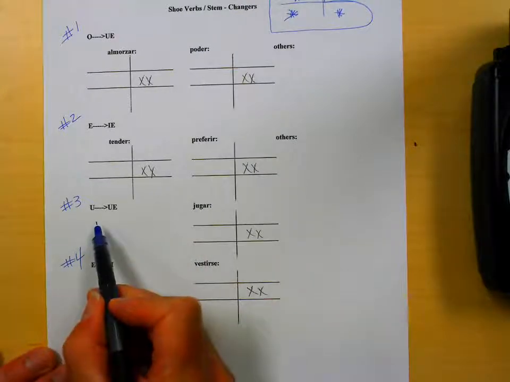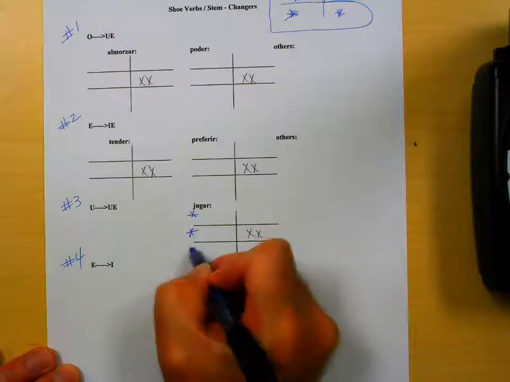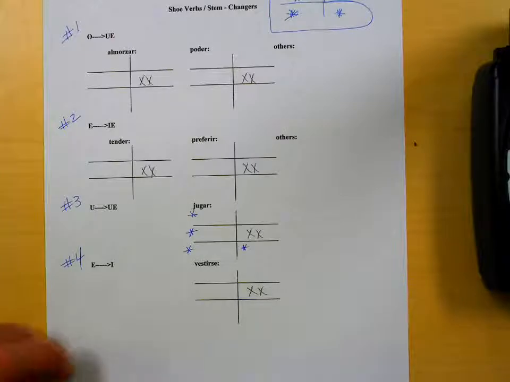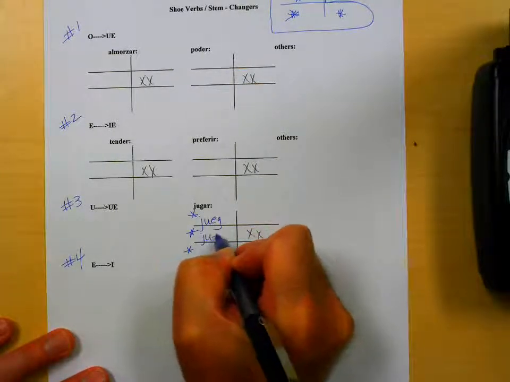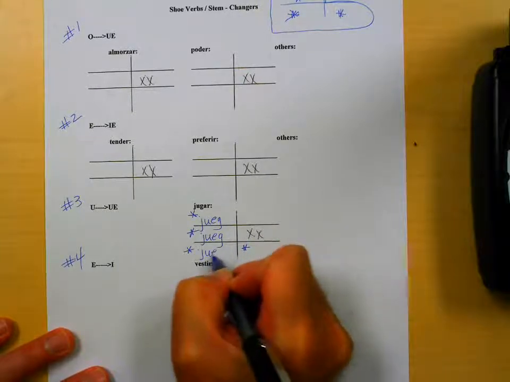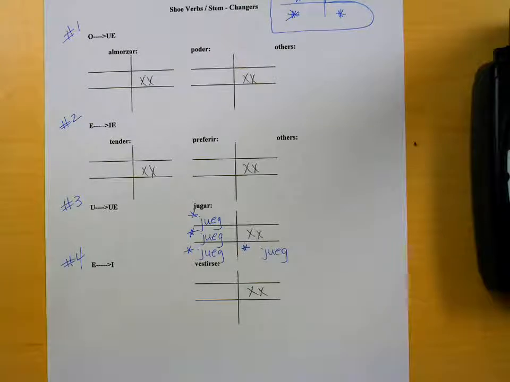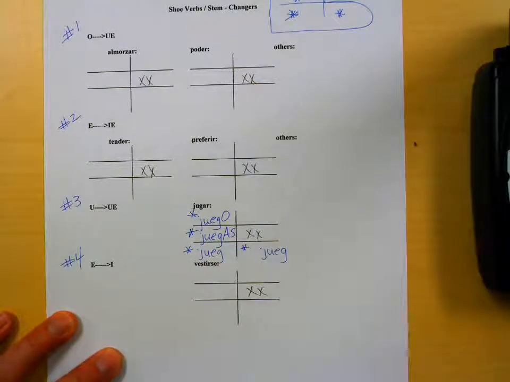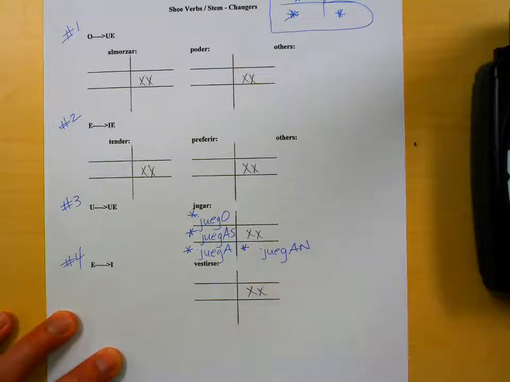So the directions tell us that it changes from U to UE. And remember, it's going to happen where I'm putting the stars. It doesn't happen in nosotros and vosotros. So if I were to conjugate this verb, my new stem is JUEG. And if I add my normal AR verb endings, I get juego, juegas, juega. Down here, I'm going to get juegan, but it does not stem change in nosotros and vosotros.